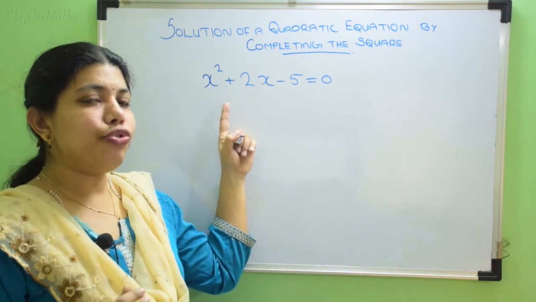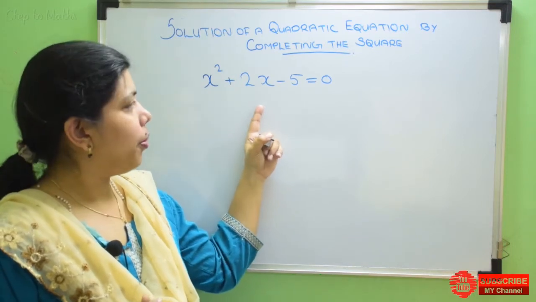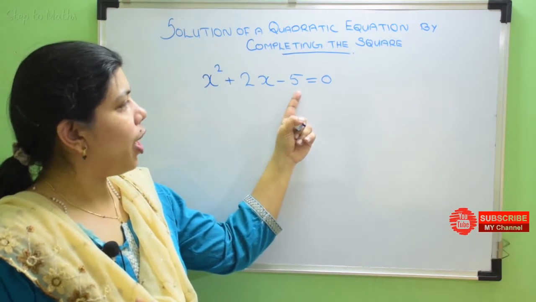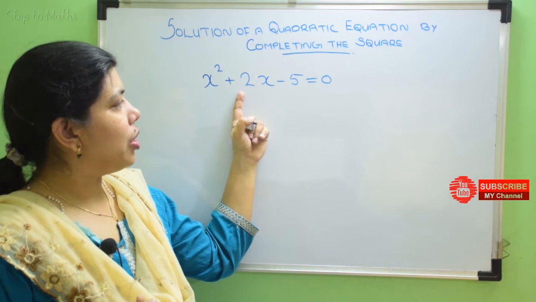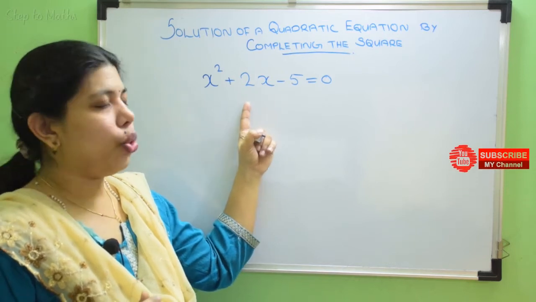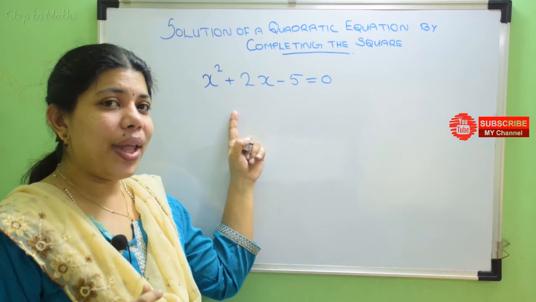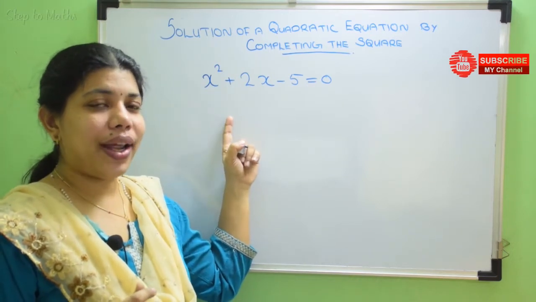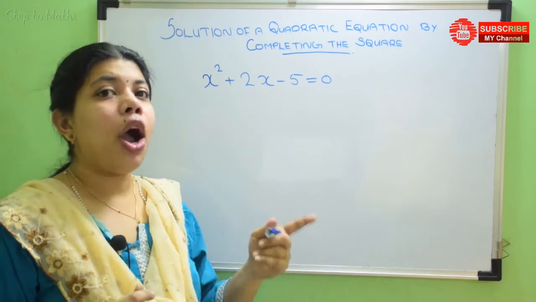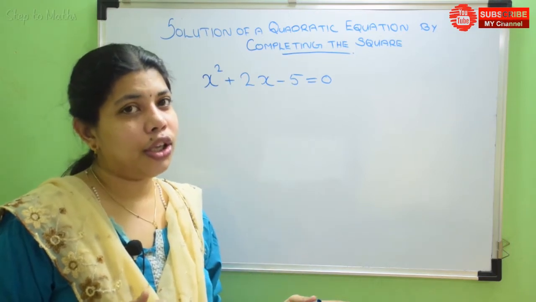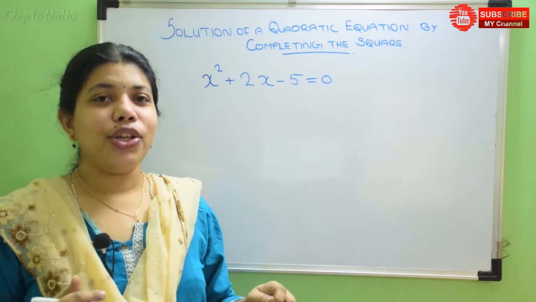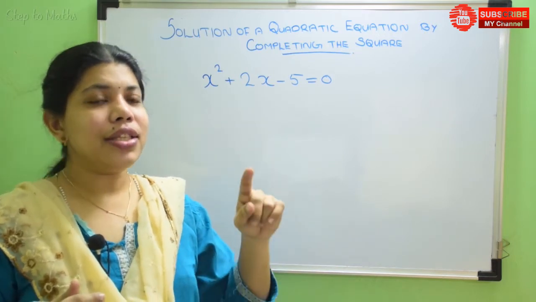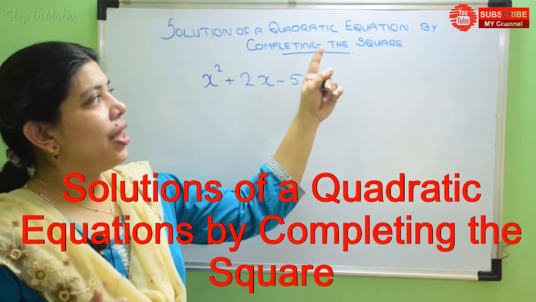Is it possible to factorize it? That is, two numbers whose product is 5 and sum is 2. No. We can't apply factorization on this quadratic equation. Then how can we solve it? For that, today we are going to learn a new method, that is completing the square.